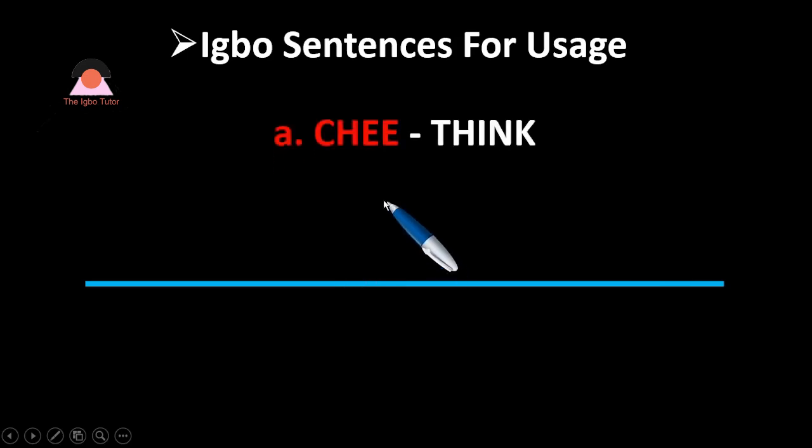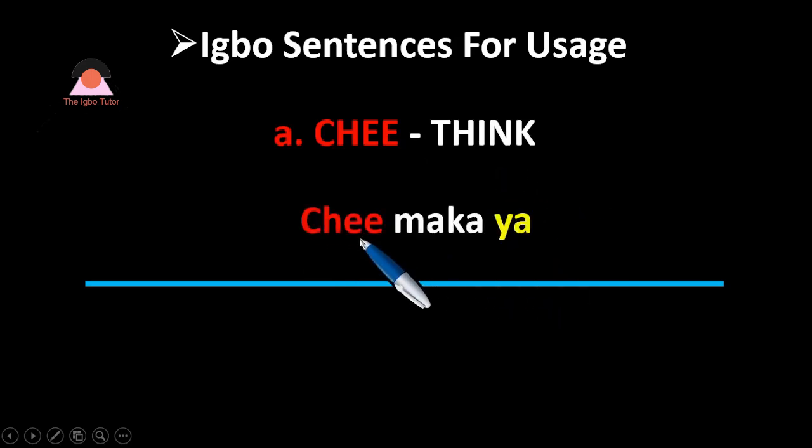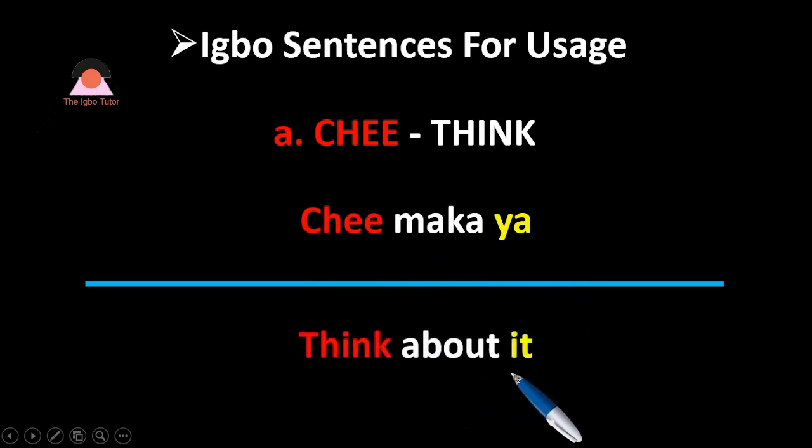We begin with the first one, Chee, which is think. We'll consider the first sentence, and that is Chee makaya. What does this mean in English? It means think about it. In our lesson series, we make use of color code to guide you on the meaning of individual words. By so doing, it will be easy for you to comprehend and attach meaning to each word and be able to form your own sentences as the case may be. So pay attention to the color of each word.